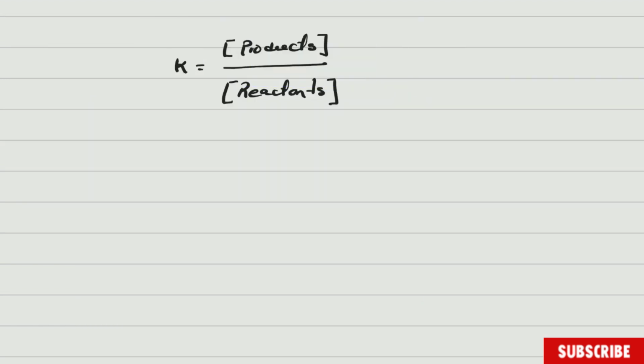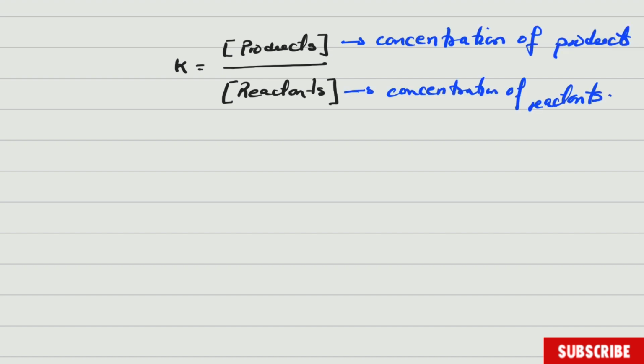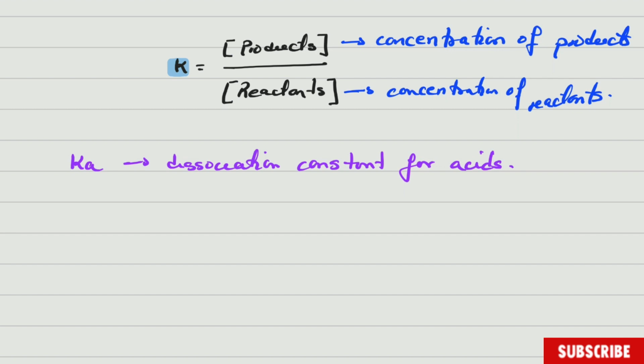Let's begin by defining what a dissociation constant is. Like we did in equilibrium, the dissociation constant is going to be K, and it's going to be the ratio of the concentration of product divided by the concentration of reactant. And this dissociation constant for an acid is going to be called Ka. So Ka is the dissociation constant for acid. That is all. It's just A for acid here.